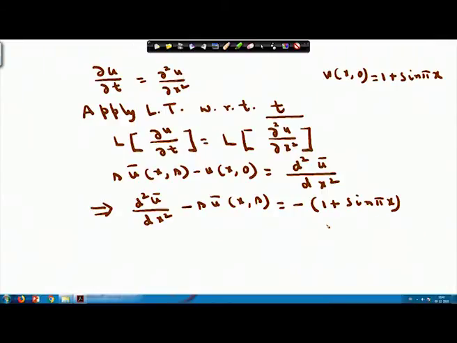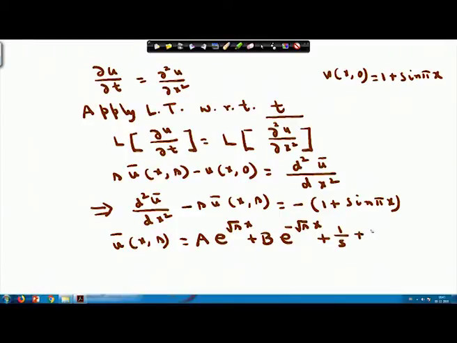I am directly writing the solution of this second order ODE. There will be two parts, CF and PI. The CF part will be, if this is 0, a e to the power root over s x plus b e to the power minus root over s into x, and in this case your PI will become 1 by s plus sin pi x by (1 plus pi squared plus s). You will obtain this. You should check this thing.